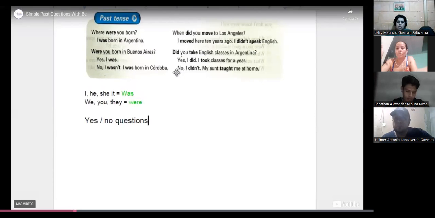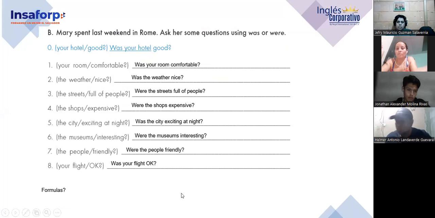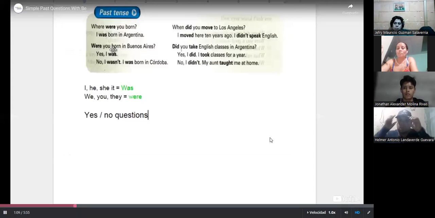Are these yes, no questions or not? No. What do you think? Was your room comfortable? Yes. No. Was the weather nice? Yes. Or no? Entonces, ¿cuáles son las yes, no questions, class? All of those questions that are going to have at the beginning the use of the verb to be. Okay? Dejemos que presente esa información. Excellent. And that will be the second one that you see there.